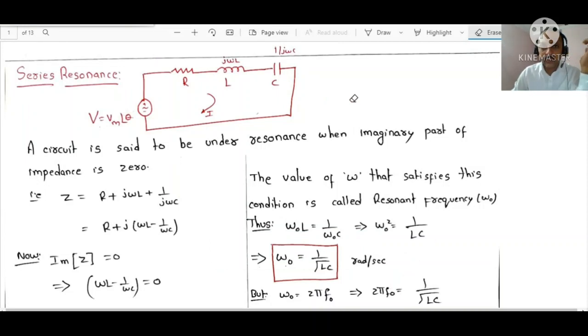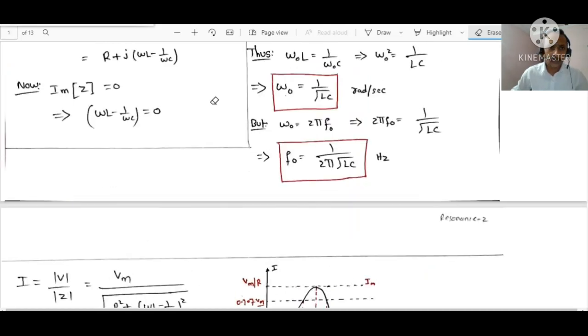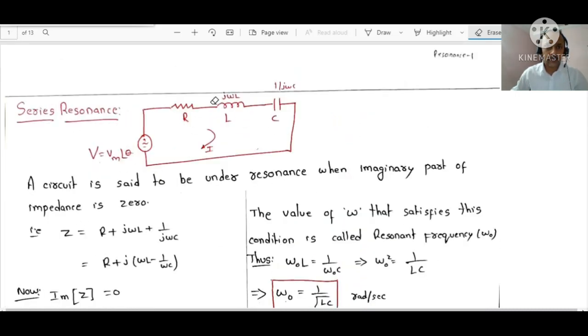Today in this class, a very important topic, we are going to discuss series resonance and parallel resonance, where most of the time you are going to get an essay in your end exam, and you will also verify series and parallel resonance in your laboratory. You will have one experiment on series and parallel resonance.